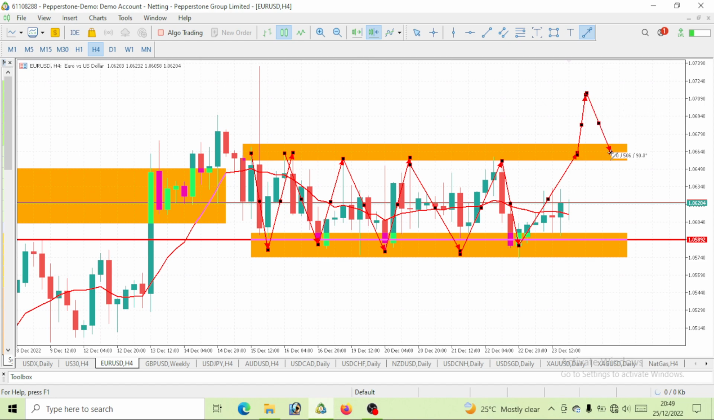And if you want to be patient enough for a pullback to be made before you go long on this EUR/USD, still fine. There's no problem about that. Whether you want to take this trade is up to you, right?